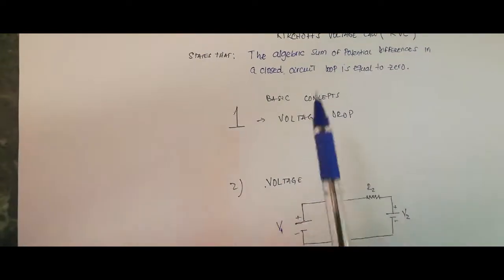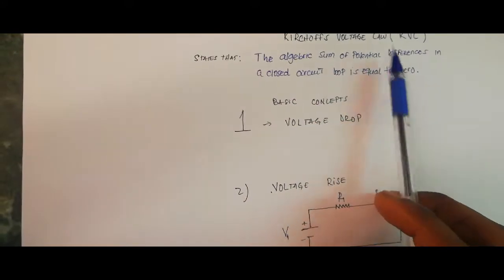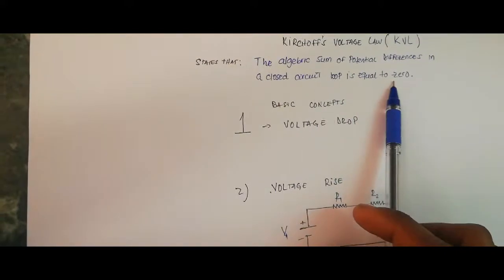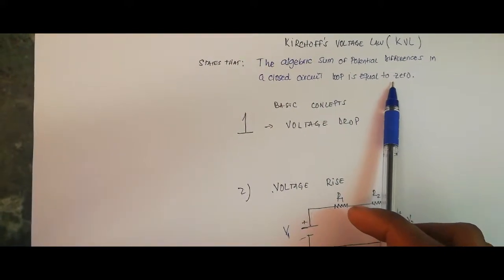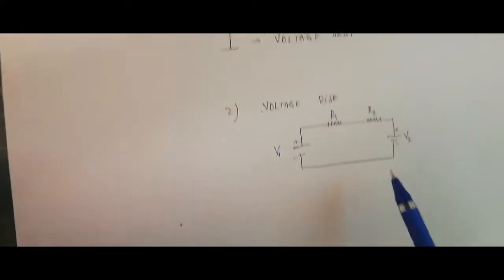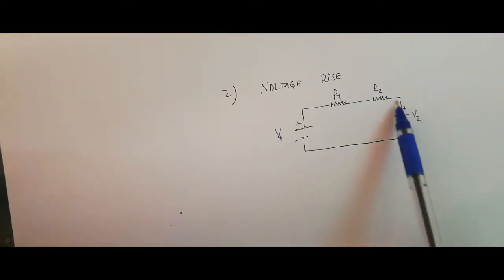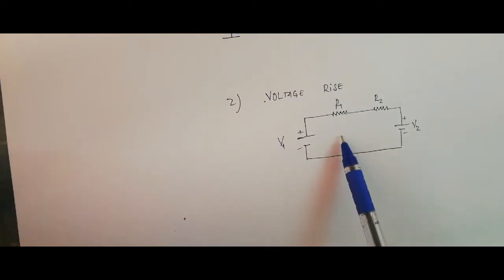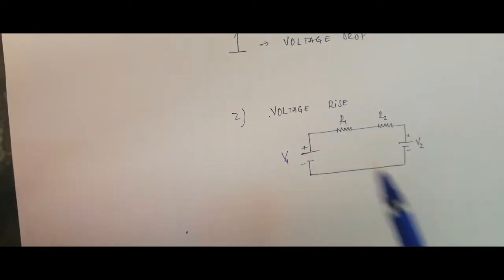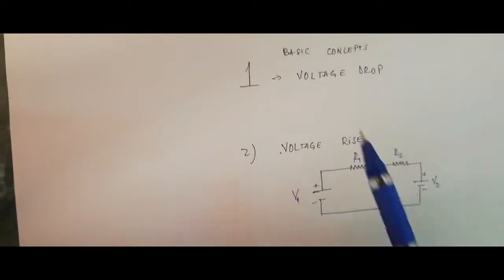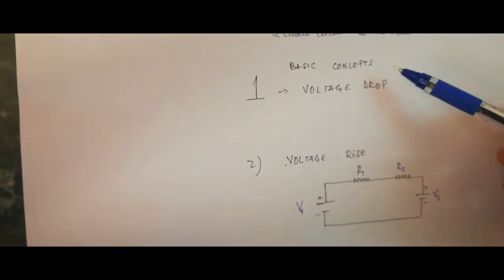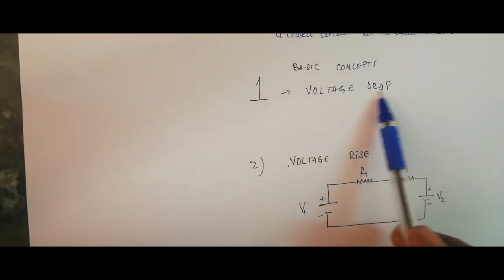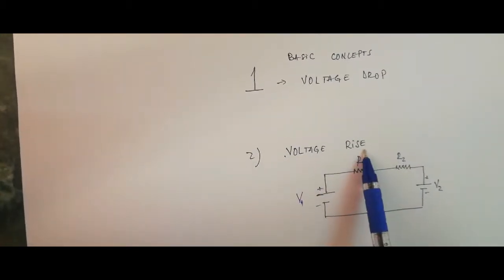Well, this law states that the algebraic sum of potential differences in a closed circuit loop is equal to 0. Okay? We can have as an example here, this one closed circuit. Before we analyze it, we have to define two concepts which are very important, which is voltage drop and voltage rise.